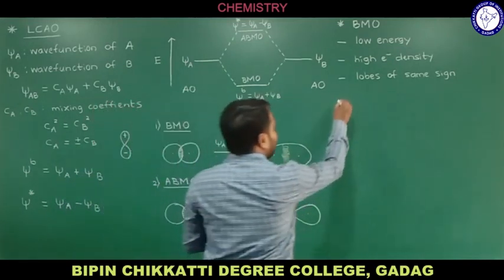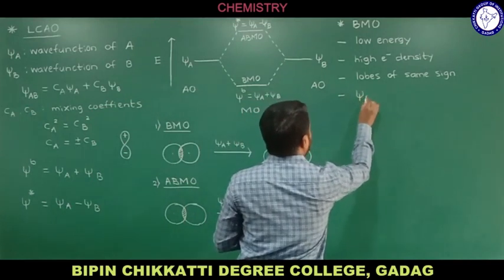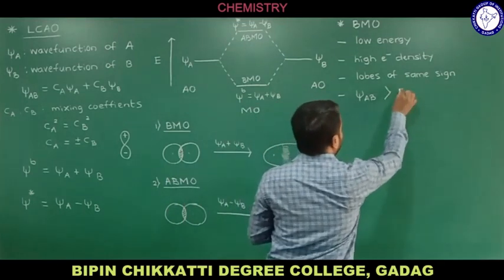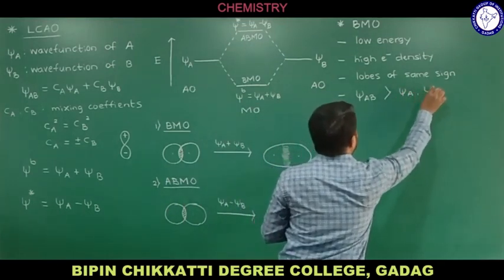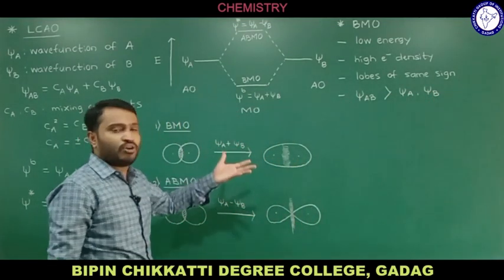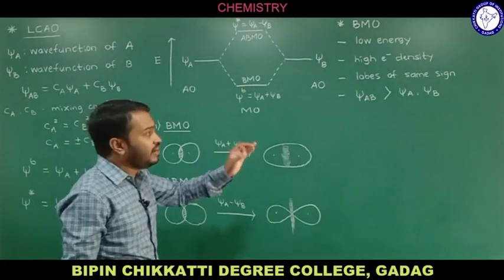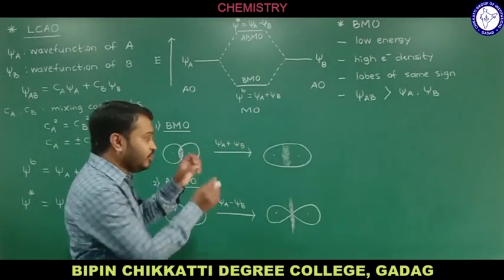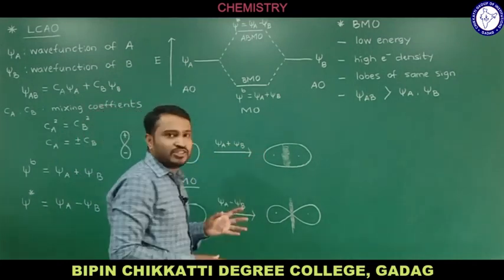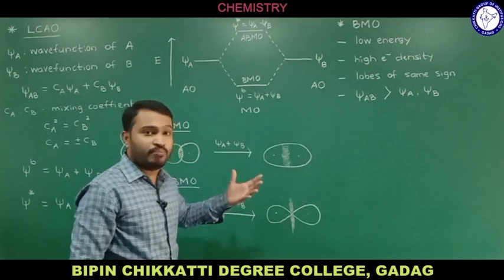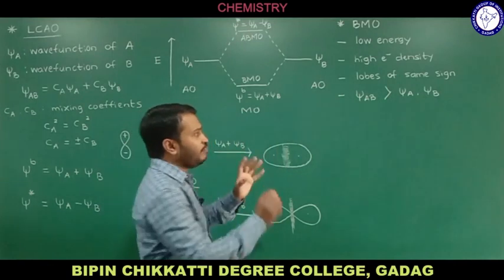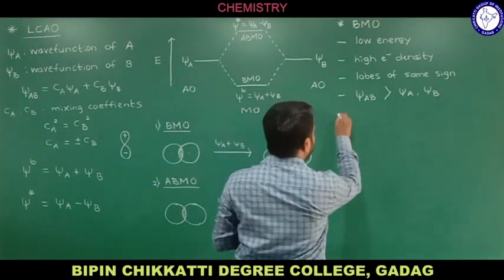And now we'll see what about the magnitude of a molecular orbital. The magnitude of the molecular orbital psi AB will be greater when compared to psi A and psi B. Try to know that the magnitude of molecular orbital AB is numerically bigger than psi A and psi B. In the pictorial representation, in case of a BMO, we need to draw quite a bigger molecular orbital, because the energy will be less, we know, but it is numerically bigger when compared to the magnitude of psi A and psi B.